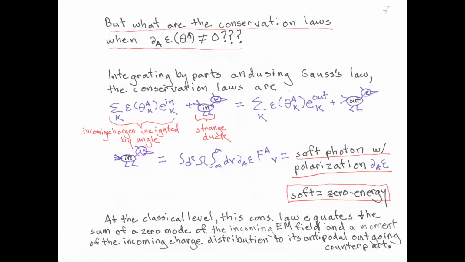Now we can still integrate by parts, even when epsilon, this function, is not a constant. Then we get incoming charges weighted by arbitrary functions of their angles, plus some strange thing that is linear in the electromagnetic field, equal to outgoing charges plus another strange thing. So there is a number you can make. You give me a function epsilon on the sphere, and I can make a weird number which involves integrals of the incoming electric field and weighted sums over the incoming charges.